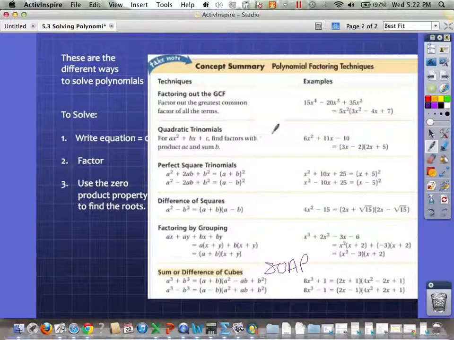All right, so when we're doing these, to solve them, you're going to write the equation and set it equal to 0. Okay, so everything's got to be on the left. Then you're going to factor it using one of these ways. And then you're going to use the zero product property to find the roots. In other words, after you factor it, you're going to take those factors and set them equal to 0 and solve to find the roots. Okay? Very simple.